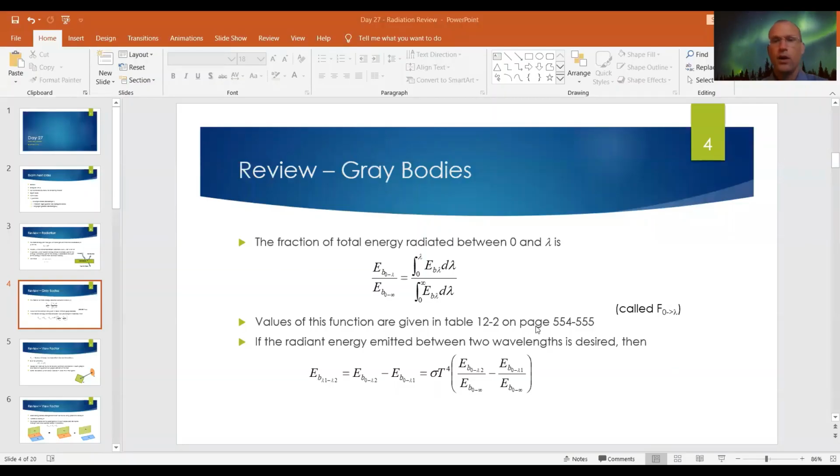All right, I stand corrected. That is table 12-2 on pages 554 to 555. In the table, the column we care about, this fraction, is called F_0 to lambda.